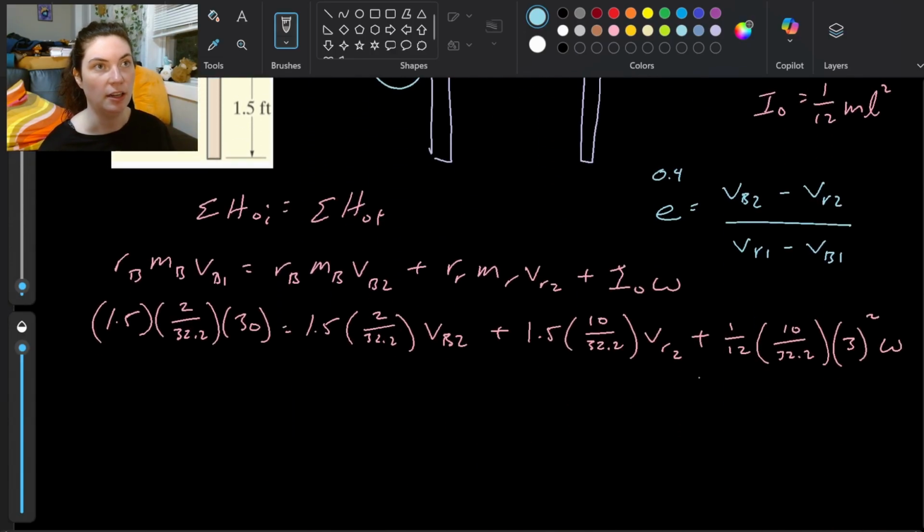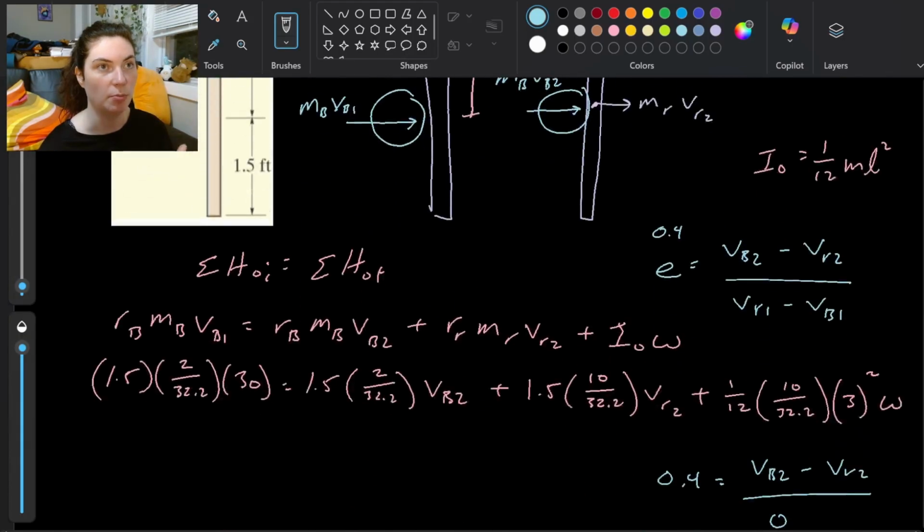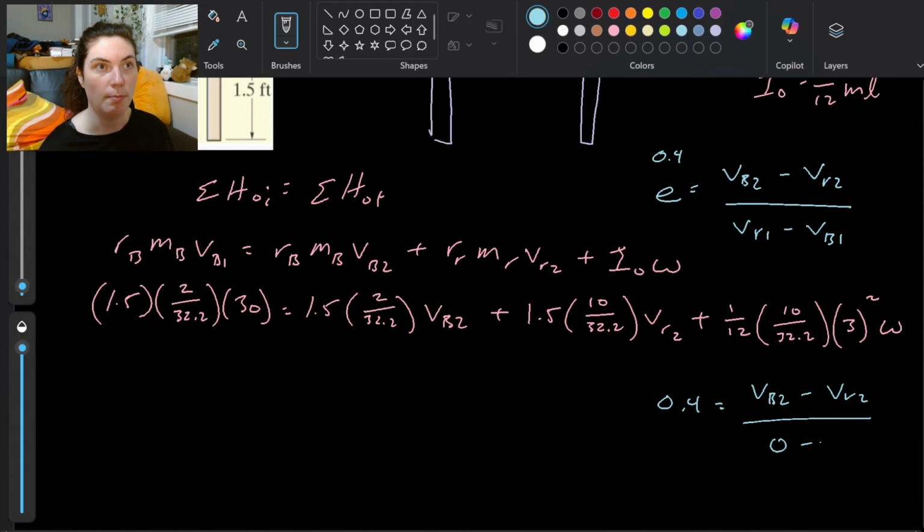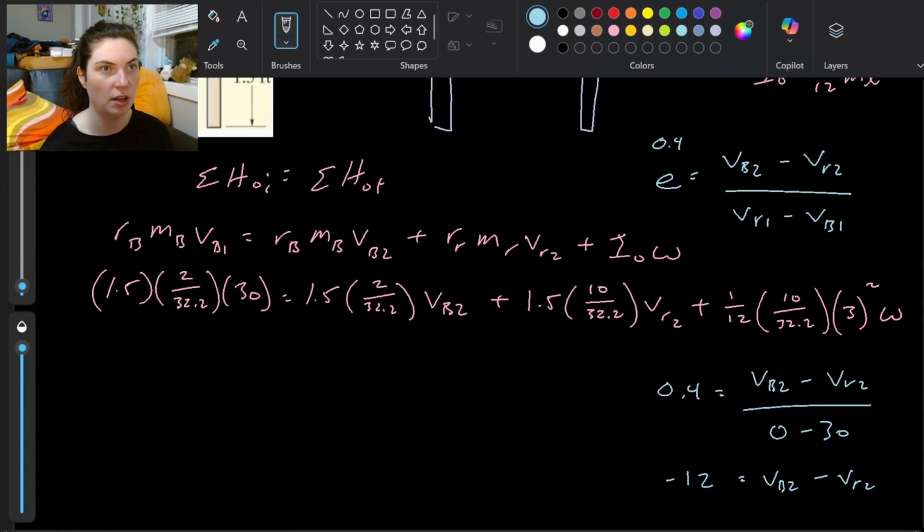So if we plug that in here, 0.4 equals VB2 minus VR2 over VR1 minus VB1. We know the initial velocity of the rod, it's not moving, it's just 0. And then minus VB1, that initial velocity of the ball, that's going to be 30, so it's minus that 30. So then I can multiply that over and get this relationship of negative 12 equals VB2 minus VR2.